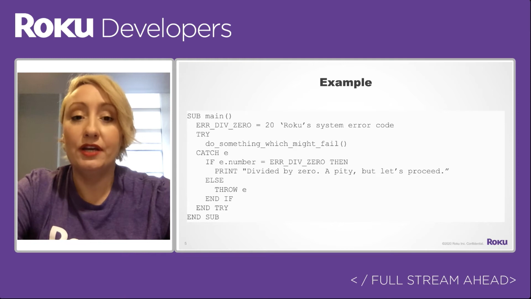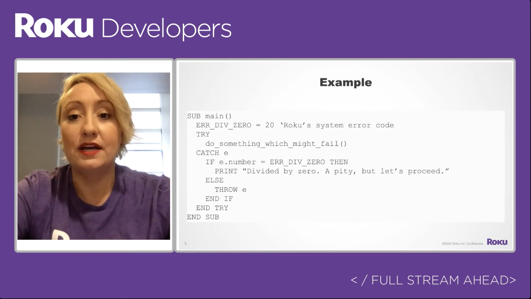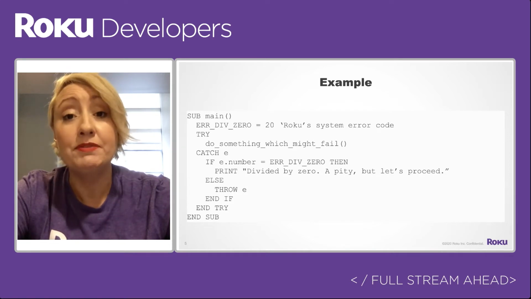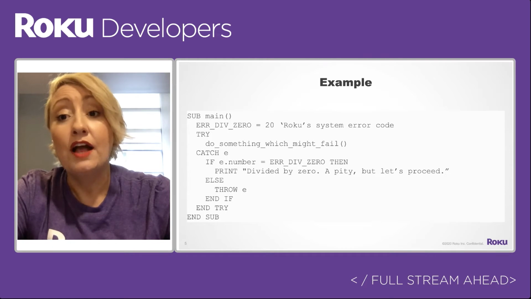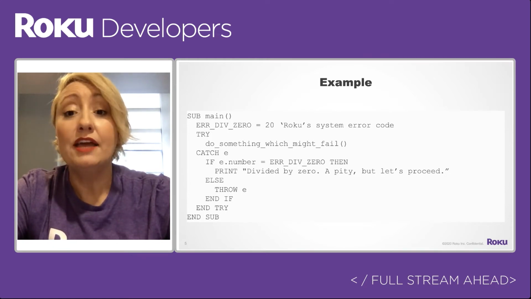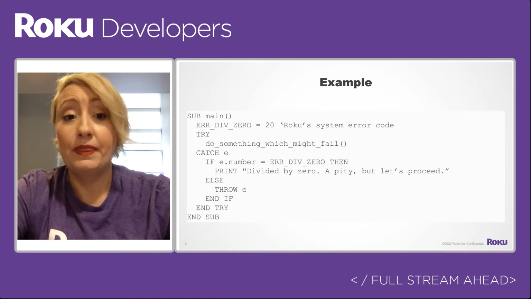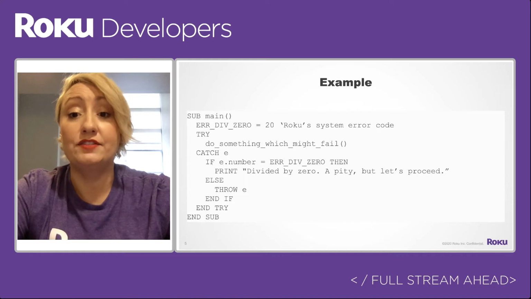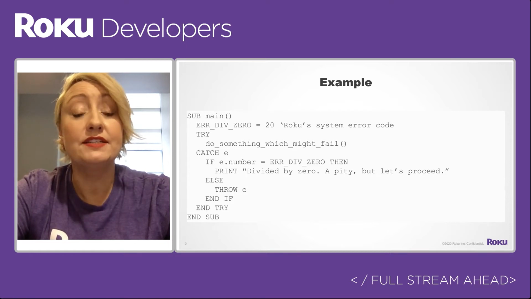In the example here, the first thing that happens is we set some variable, errordiv0, to Roku's system error code for divide by 0, which happens to be 20. Next, the code in the try block will execute some command that might fail. If it succeeds, the function ends, and catch is skipped. But if an exception is raised, then the catch block executes, and the if statement checks the exception object to see if it is something that can be handled.